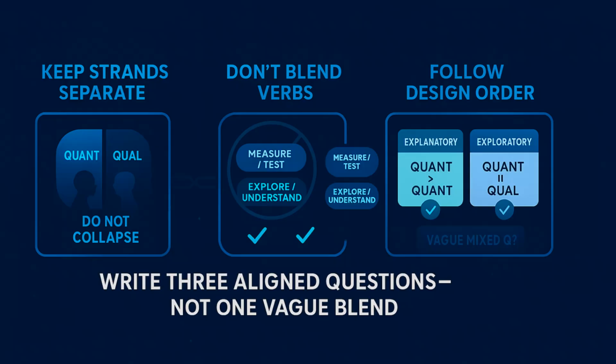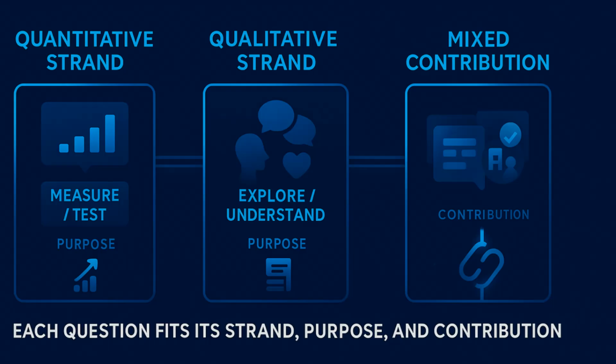Mixed methods research questions must not collapse both strands into one question. They must not blend verbs within a single question. They must not ignore the order of the design. And they must not write vague mixed questions such as, how do the results complement each other? Instead, each question must reflect its strand, its purpose, and its contribution.